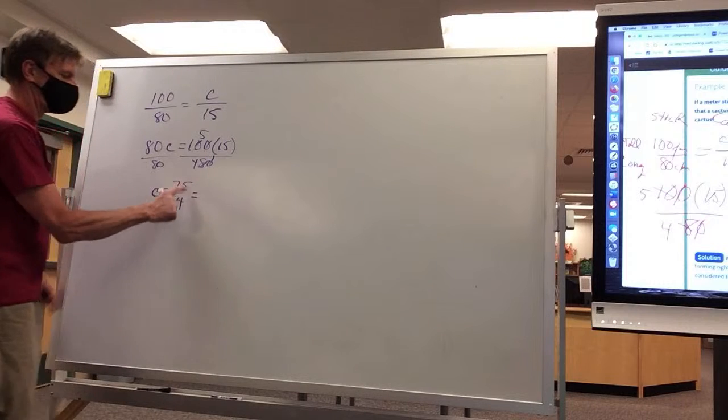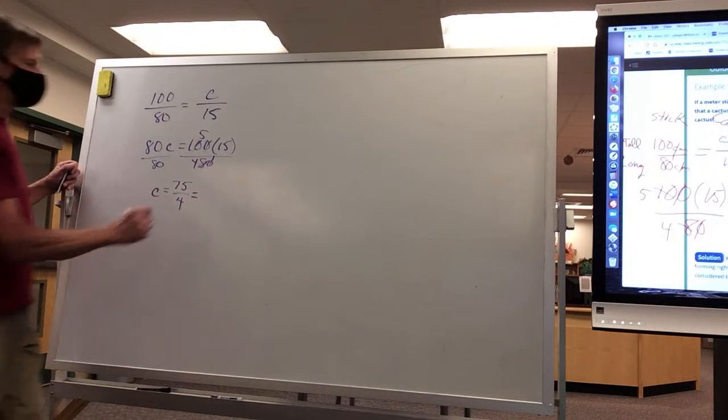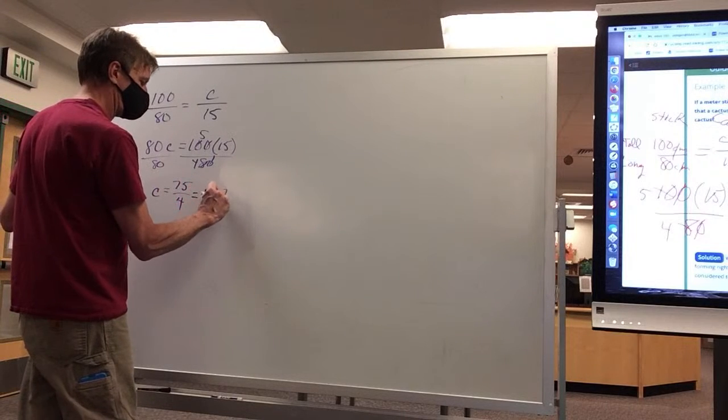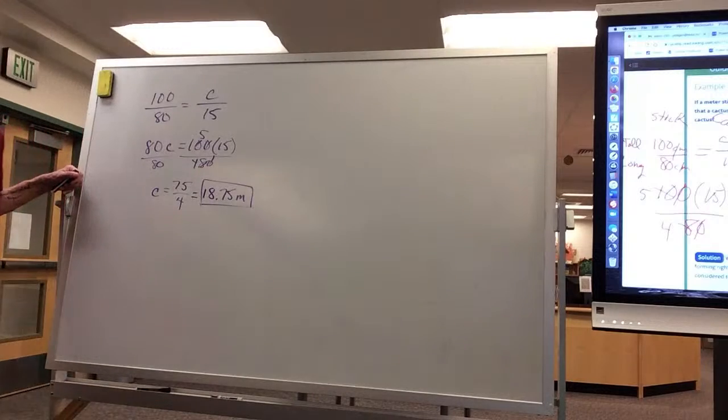Let's finish this out. How many times does 4 fit into 75? 18.75. 18 3/4 meters. So that's the height of the cactus doing it as a proportion.